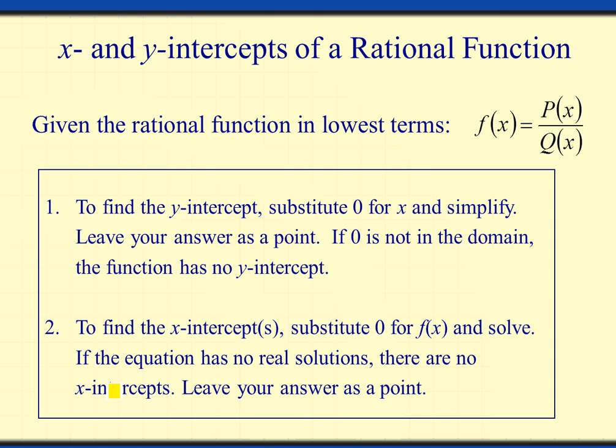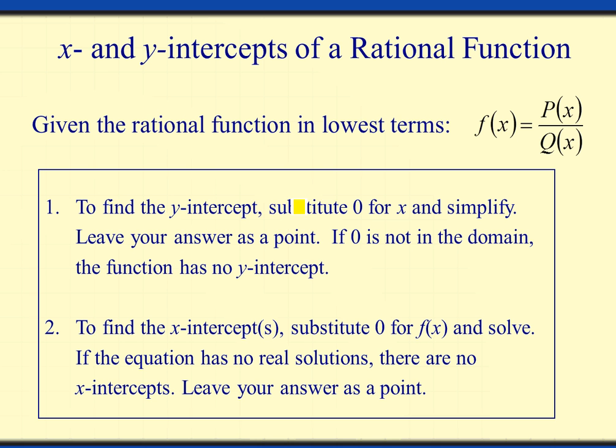Now, finding x and y intercepts of rational functions is something that we want to do, but we're always going to want to deal with a rational function that is in reduced form. So we're assuming that this function, which is polynomial p divided by polynomial q, is in reduced form or lowest form. That is, p and q have no common factors.